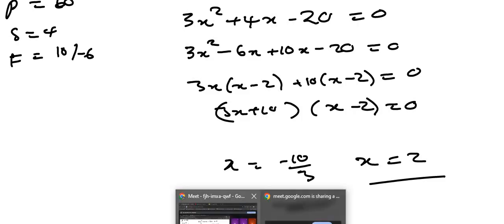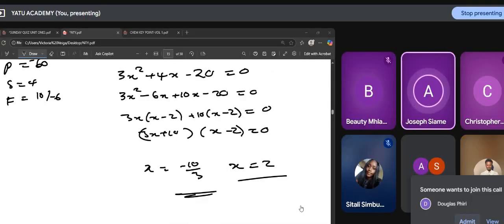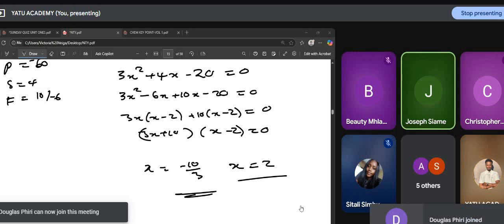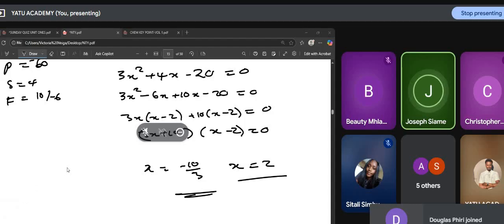Yes, sir. Concerning removing the modulus, I came across that for you to remove it, you're supposed to say square root, then open bracket, the number that's supposed to go inside, close bracket, then square again. I don't know if that is correct.